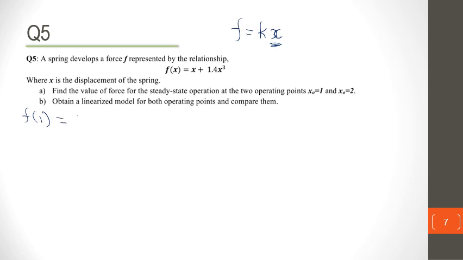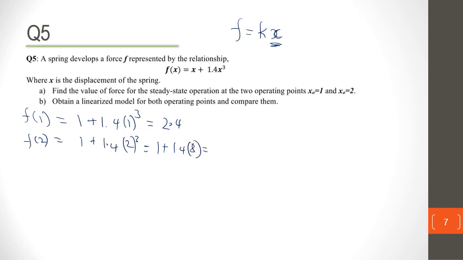So for the first one, f of 1 is equal to 1 plus 1.4 times 1 cubed, and this gives us 2.4. The second one is f of 2, which is equal to 1 plus 1.4 times 2 cubed, which is equal to 1 plus 1.4 times 8, and the answer becomes 12.2. Right, so that's question A.